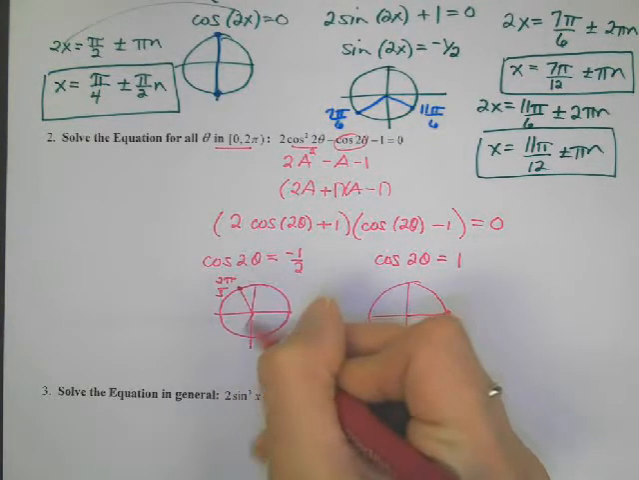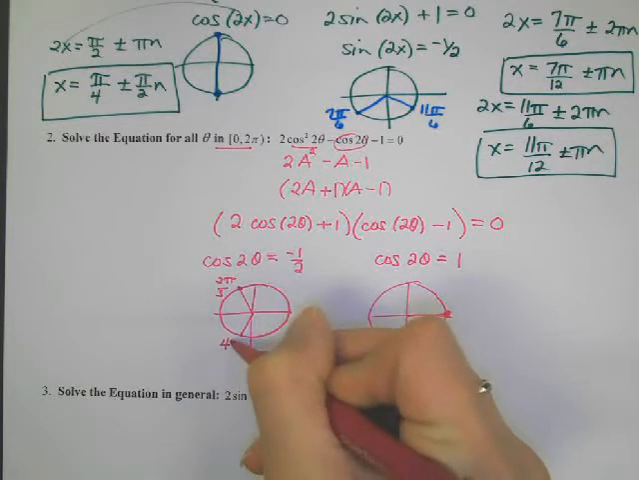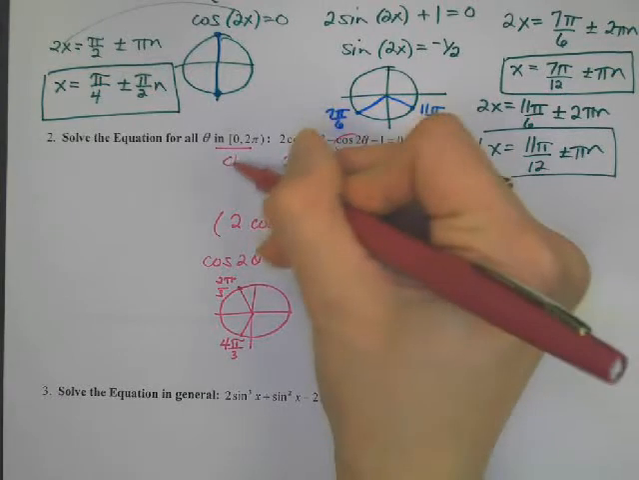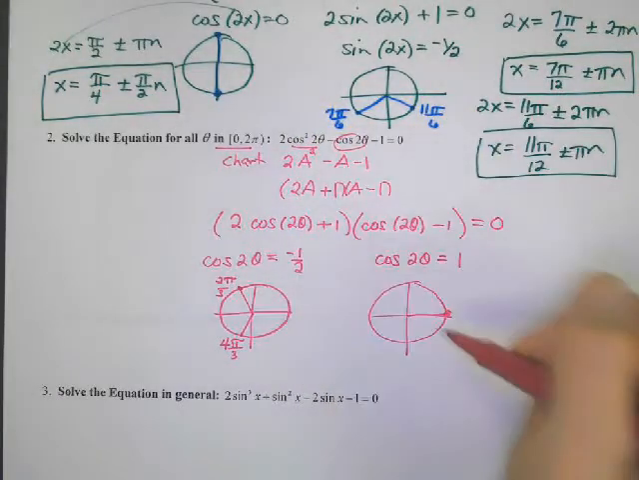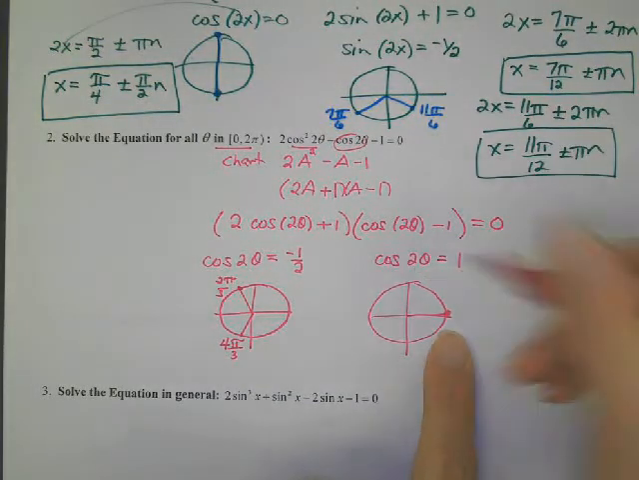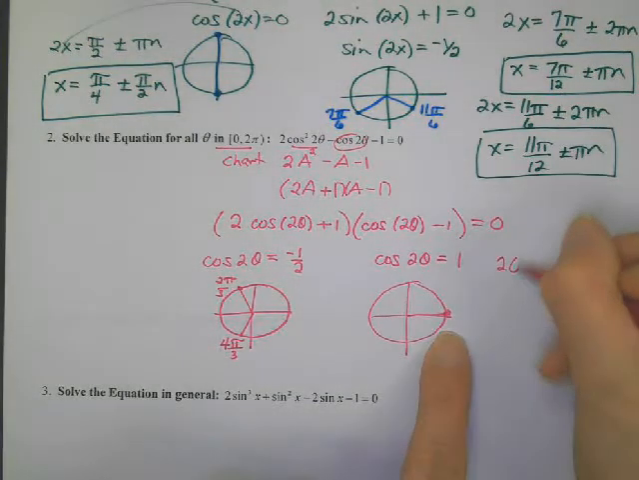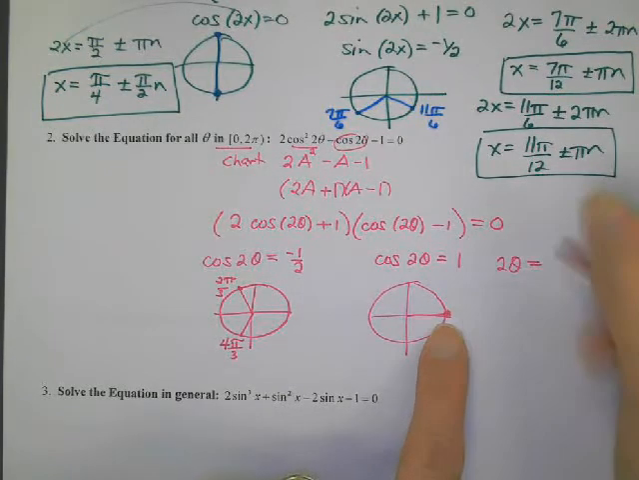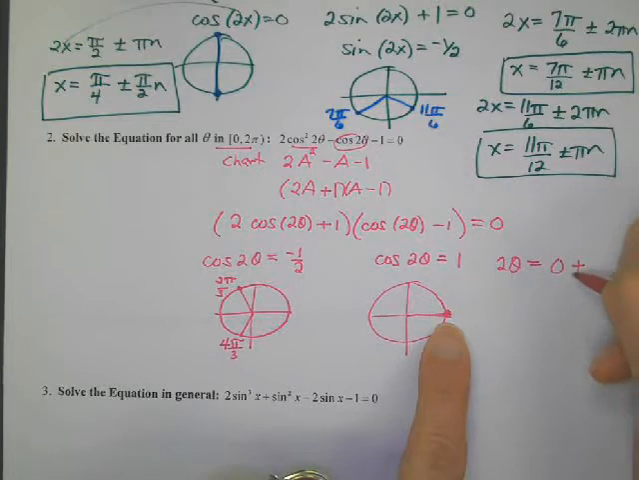and 4 pi over 3. Okay, now it says in the interval, so that means we're going to have to make a chart. So we're going to make separate equations for all of these. Let's do this one first. This one looks easy. The name of the angle is 2 theta. And where does that angle equal 1? Right there at 0, plus or minus a full circle, 2 pi n.